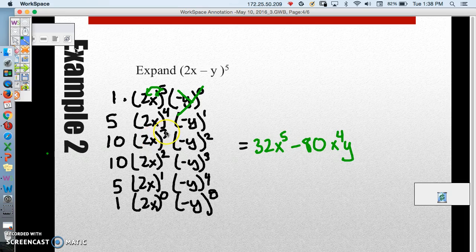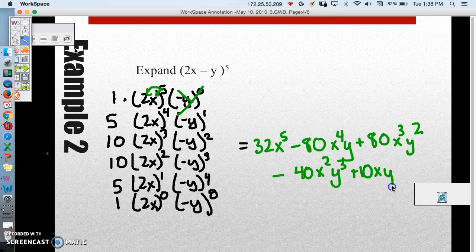Our next one, 2 to the 3rd is 8 times 10, so we have 80x cubed y squared. And let's see, this will be a negative because it's minus y cubed, so minus 4 times 10 is 40x squared y cubed. Then we have 5 times 2 to the 1st, so plus 10x y to the 4th. And then this is 1, so we'd have minus y to the 5th.